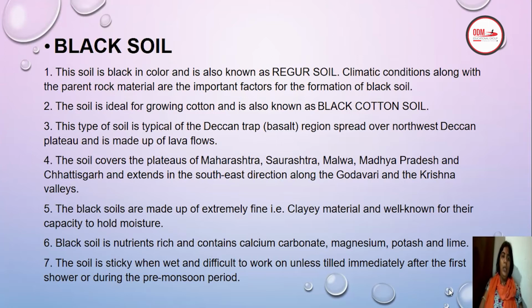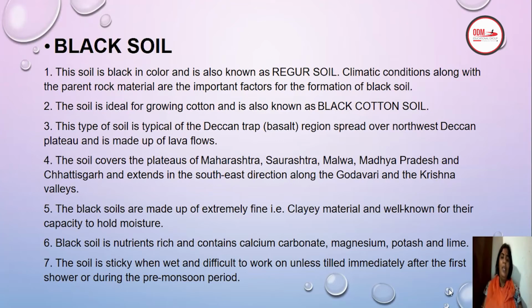Next one is your black soil. The black soil is black in color and it is also known as regur soil. The climatic conditions along with the parent rock material are the important factors for the formation of black soil. Black soil is very ideal for growing cotton, and that is the reason why it is also known as black cotton soil. This type of soil is typical of the Deccan Trap region, spread over the northwest Deccan Plateau, and it is made up of lava flows.